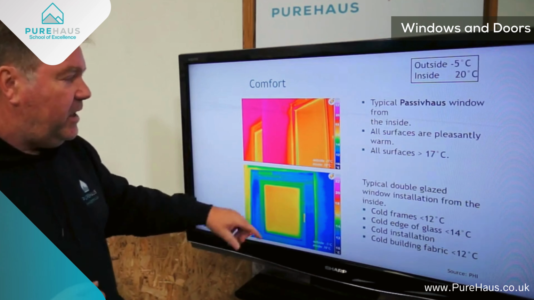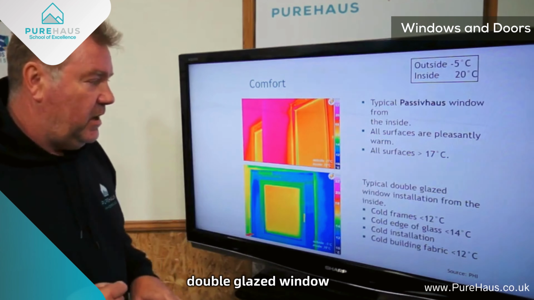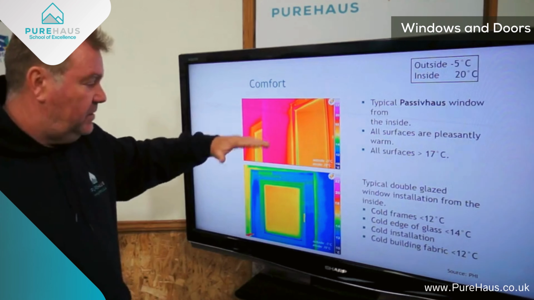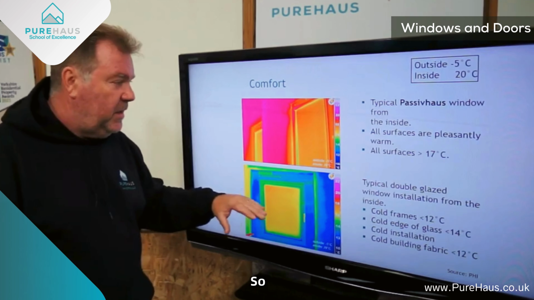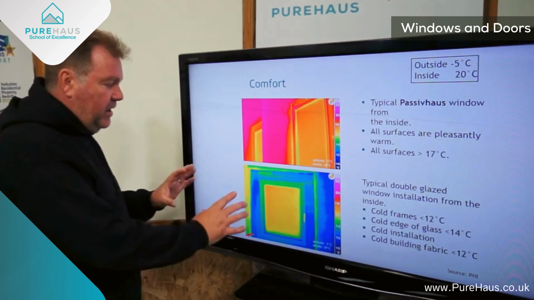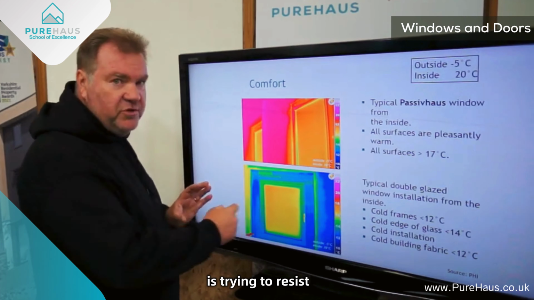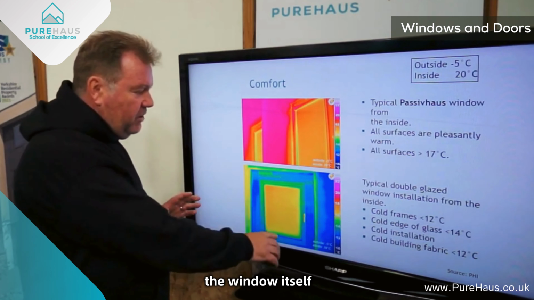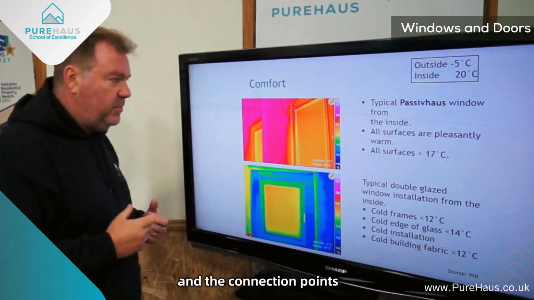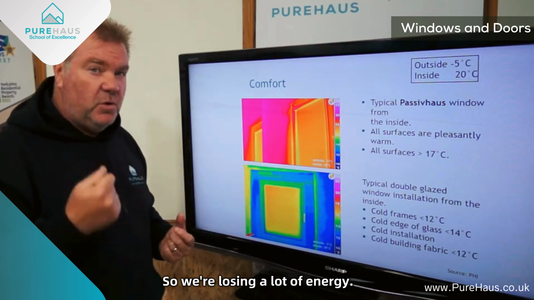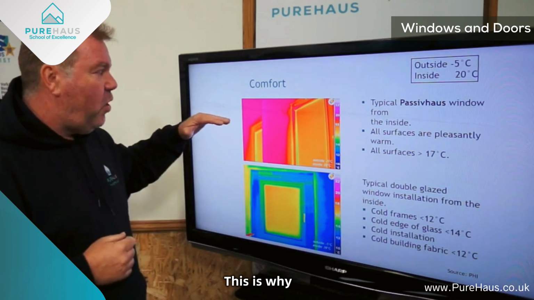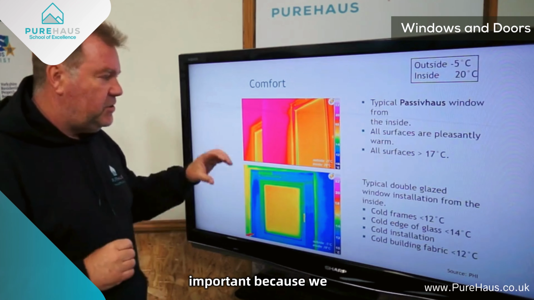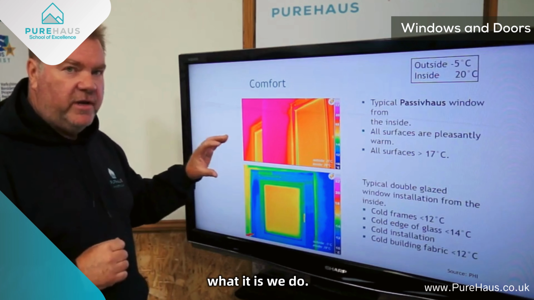But down here, this is a typical double glazed window from inside. So passive standards, typical standard. You can see the difference: even though the glass is trying to resist the loss of energy, the rest of it, the window itself and the wall around it and the connection points, is actually really cold. So we're losing a lot of energy. This is why thermal imaging is so important and testing is so important, because we need to show the evidence of what it is we do.